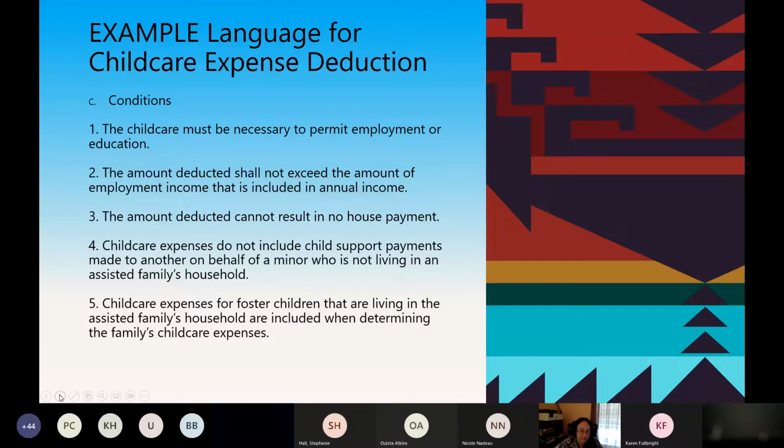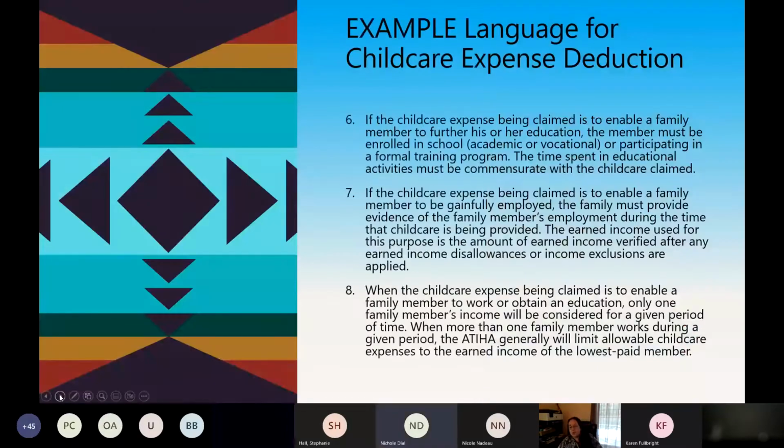If the child care expenses being claimed, can somebody mute their microphone?